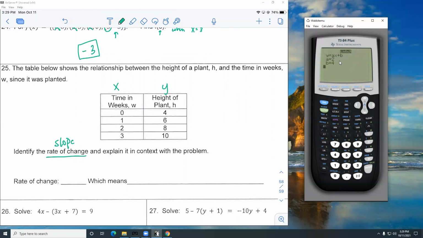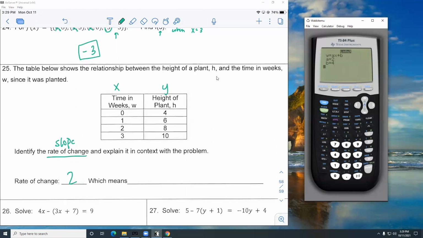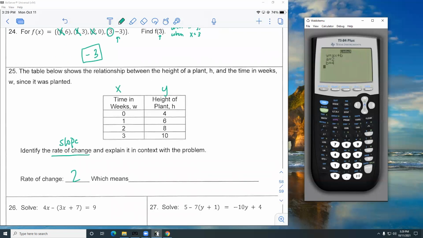And for my rate of change, again, that's my A value because A is married to X. So my rate of change is 2. So talking about this in regards to the problem, that means that my height of the plant grows by 2. It doesn't really give me a unit, I'm going to say 2 inches. So the height of the plant increases by 2 every week.